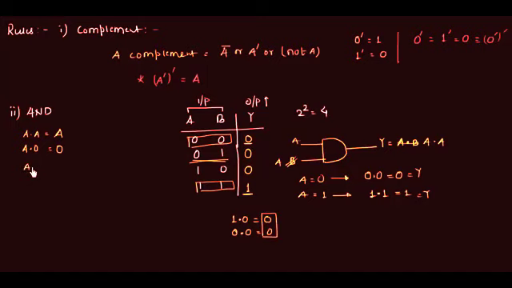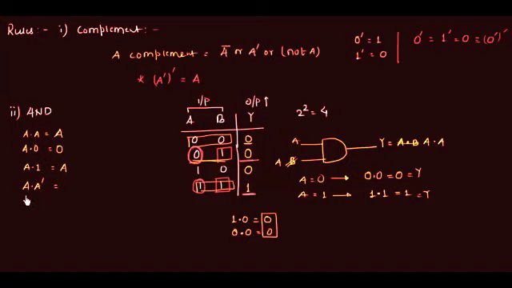Now we have A and 1, and this is going to be A. From here you can see, when the other input is 1, then the output is going to be the first input. If it is 0, the output is 0. If it is 1, the output is 1. So we can write A as the output. Very simple. And the last one that we have to see in this is A and A complement.